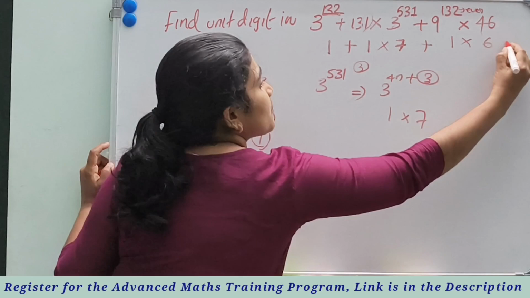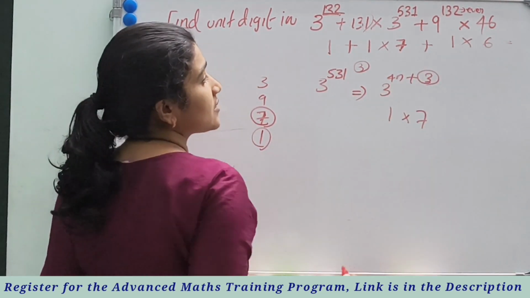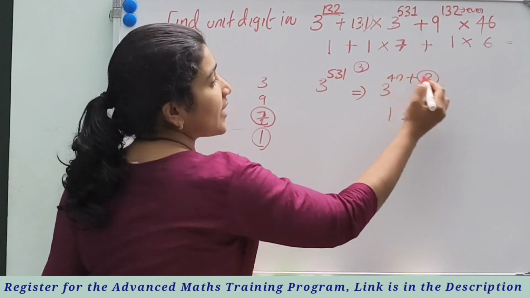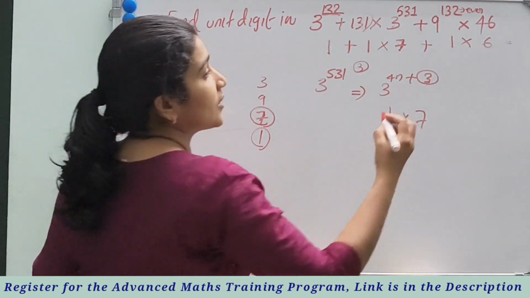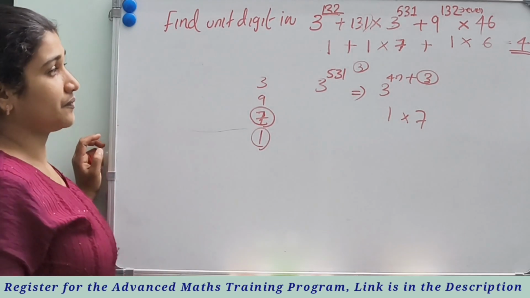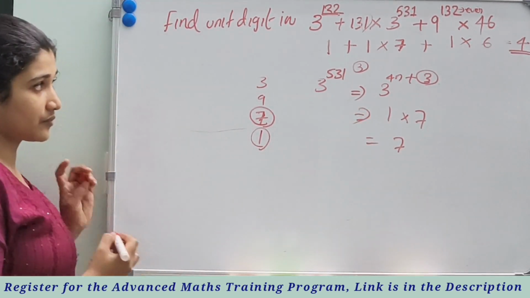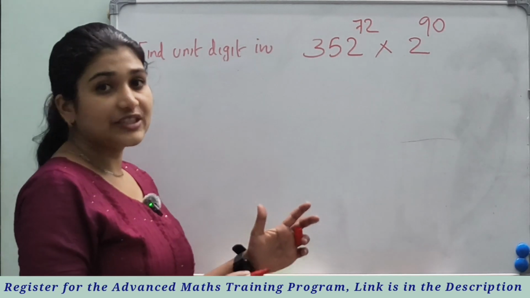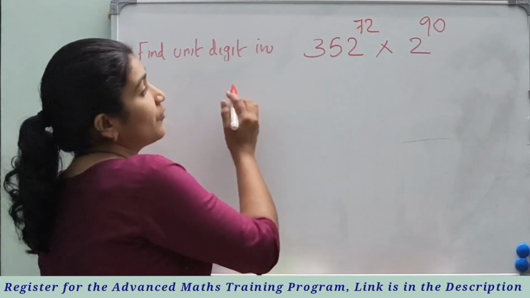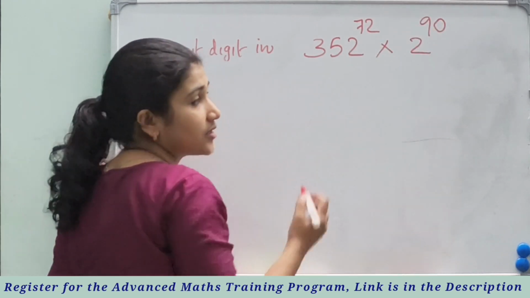So in this whole expression the unit digit becomes 1 plus 7 plus 6, which is equal to 1 plus 7, 8, 8 plus 6, 14. So 4 is the unit digit in this expression. Now only digit 2 is remaining. Here find the unit digit in 352 raised to 72 into 2 raised to 90.